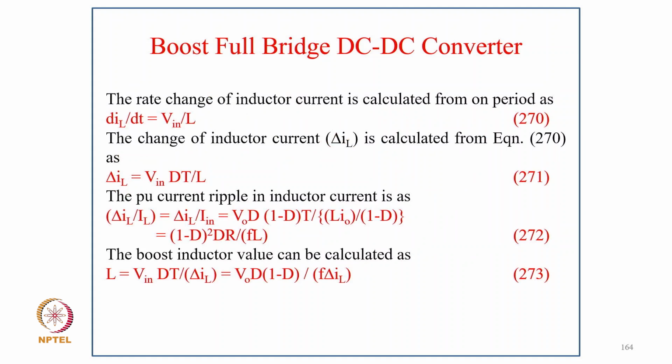So the rate of change of the inductor current is calculated from the on period as delta IL upon DT equal to Vin upon L. So the change of inductor current is delta IL equal to Vin DT upon L, and the per unit current ripple in the inductor is delta IL upon IL equal to VO D (1 minus D)T divided by L, I0 divided by (1 minus D), and equal to (1 minus D) squared D R upon 2 L F, and the boost inductor value can be calculated as L equal to Vin DT upon delta IL equal to V0 D (1 minus D) divided by F delta IL.